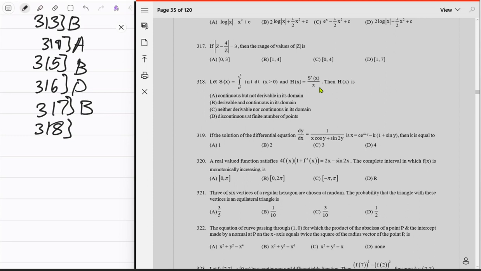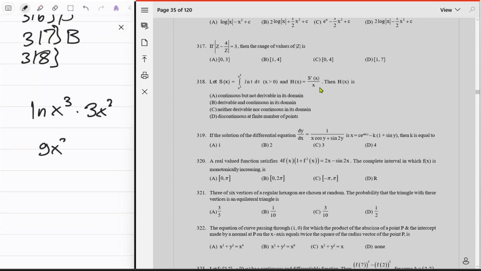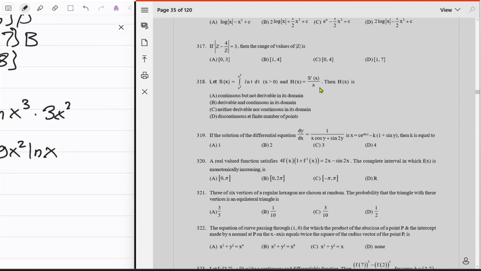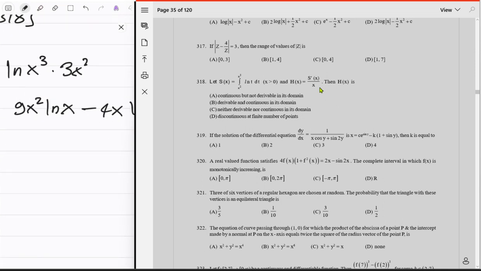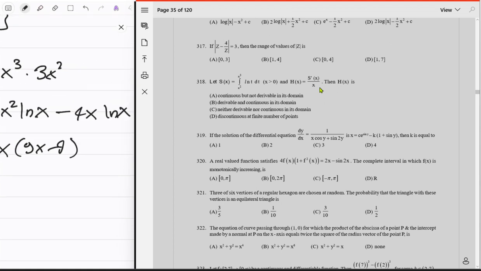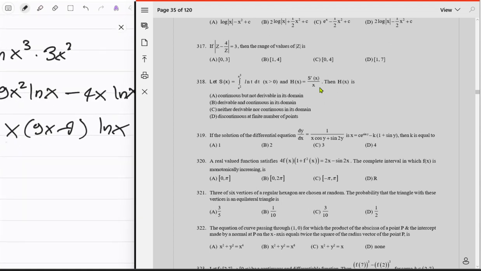What is s dash? It's natural log of x cube times 3x squared, minus natural log of x. You get the thing. It's just 9x squared natural log of x minus 4x natural log of x. So just x times (9x minus 4) natural log of x. That's what s dash is. So dividing by x, it is 9x minus 4 times natural log of x.